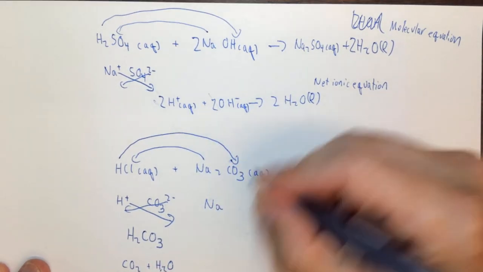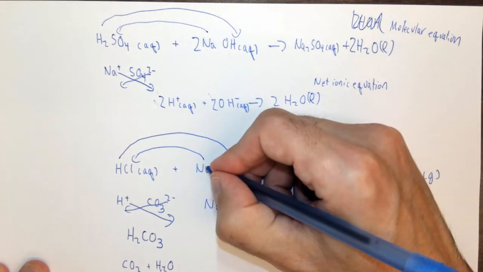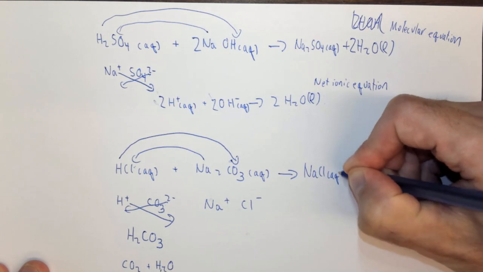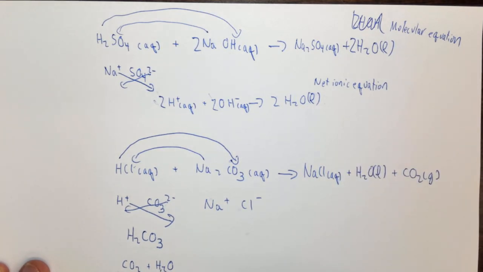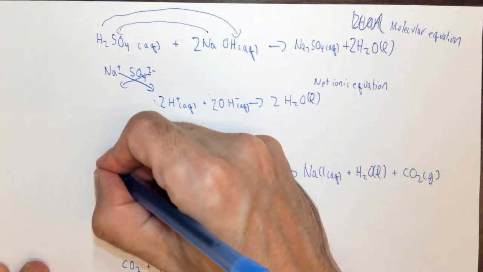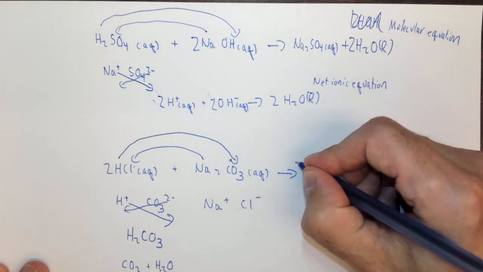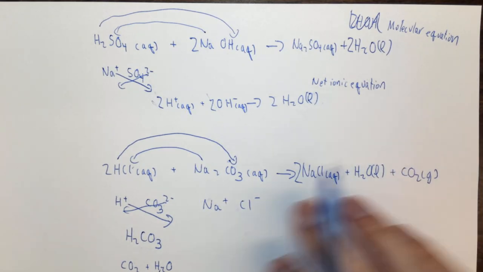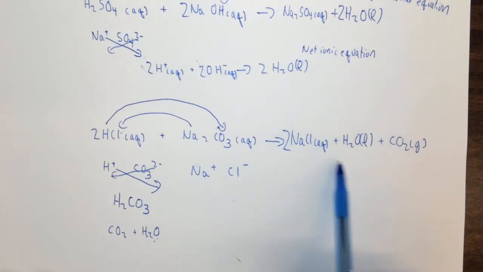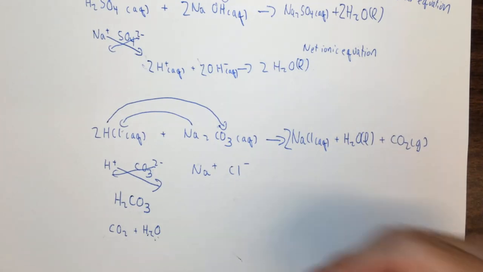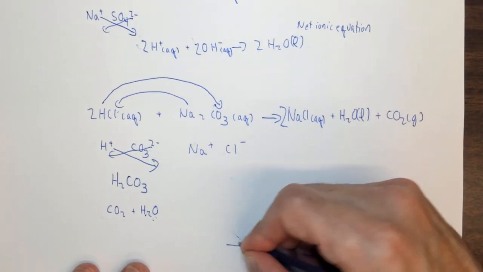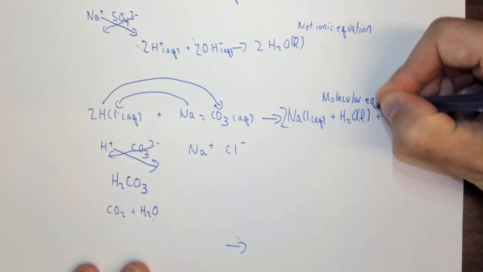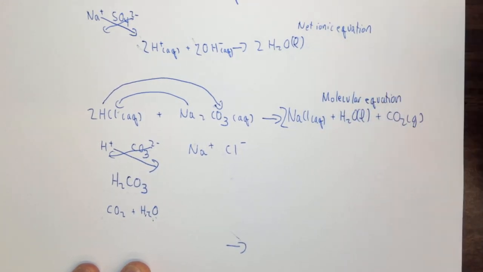Now, what else do we have? We have Na plus and Cl minus. So Na goes with Cl, and we get NaCl aqueous. In order to make this work, we need two HCl's, and we get two NaCl's to balance. Here, we could write the net ionic equation as forming the things that are not aqueous. So this is the molecular equation. And if we wanted to write the net ionic equation, we could.